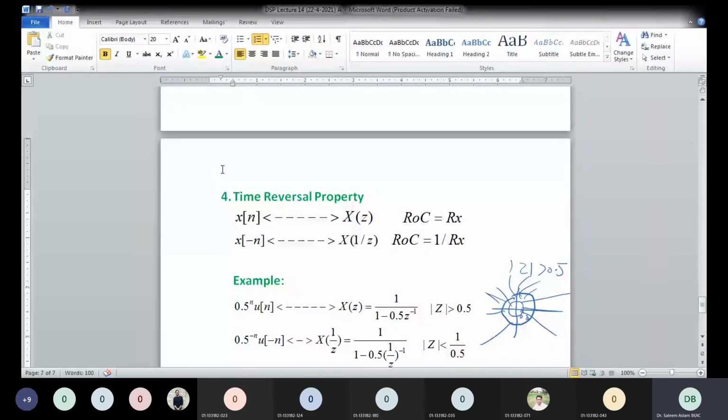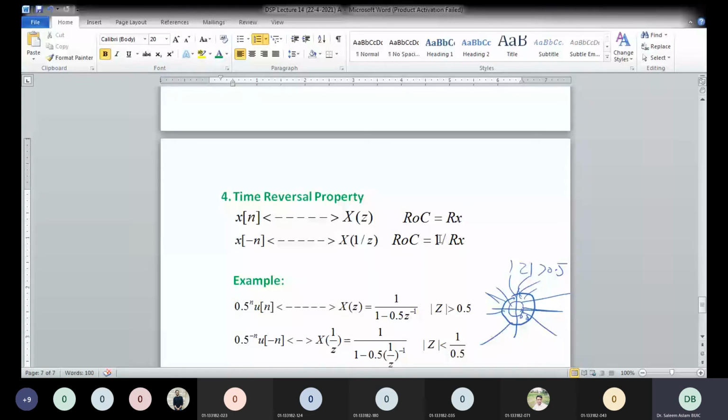Time reversal property says that if you have x of n and you know its z transform x of z with ROC is equal to R of x, and if you time reverse this signal, x of n के बजाय x of minus n कर तो it would be equal to x of 1 by z. तो जहां पे भी z आ रहा है आपने उसको 1 by z कर देना, and your ROC will be 1 by Rx.